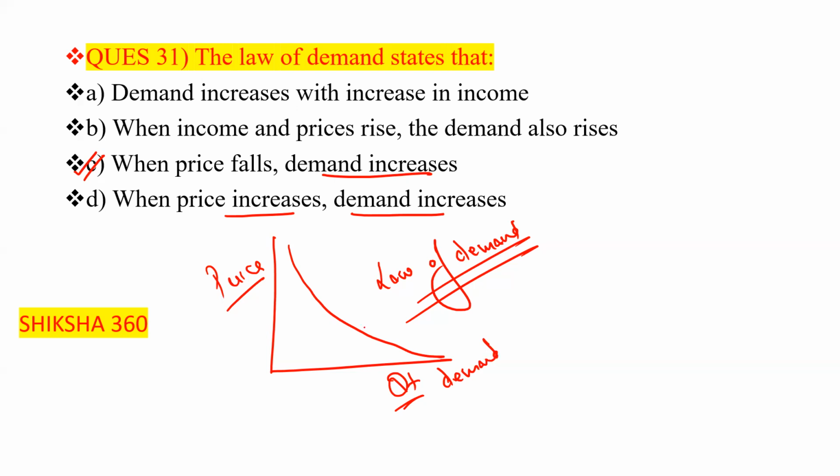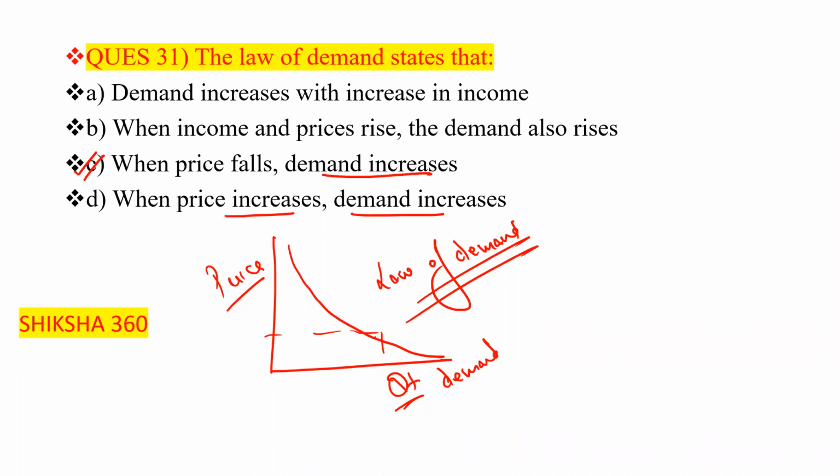So here, as the price falls, quantity demanded increases. Clear, so option C is the correct answer. Since one or two students gave other answers, I'm saying that please try to understand the diagram so that you are able to give the correct answer.